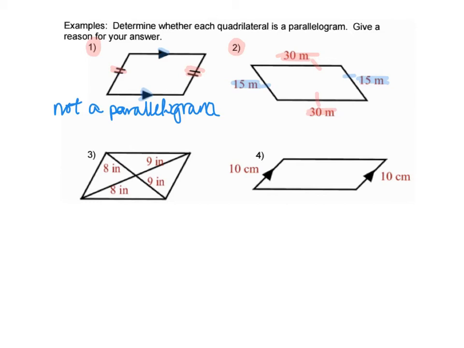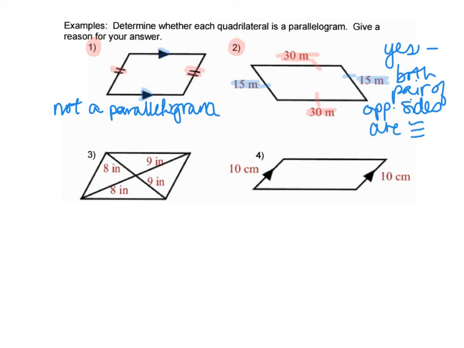So yes, I have a parallelogram because both pairs of opposite sides are congruent. So I can show that I have a parallelogram. That's one of those rules that we just went over.